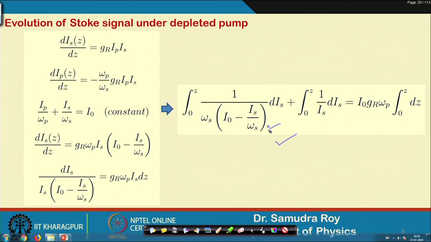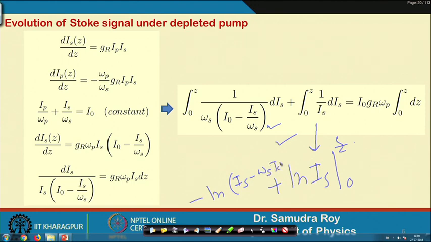then it will be easier for us to integrate, and this integration simply gives me ln of I s with the boundary condition 0 to z with a plus sign, and this basically gives us minus of ln of I s minus omega s I 0 with the limit 0 to z. These are the two integrations we have. We can evaluate these integrations quite easily. On the right hand side it will be omega p multiplied by z.